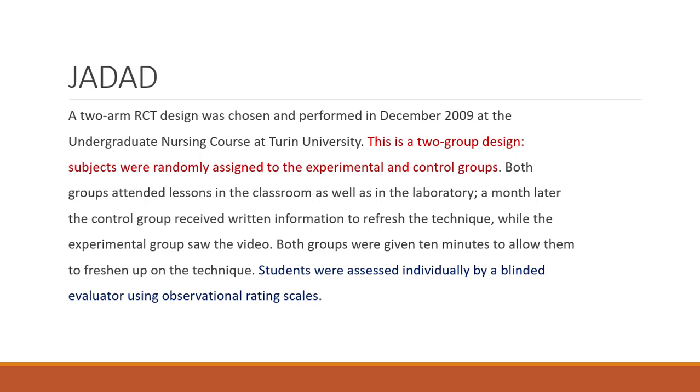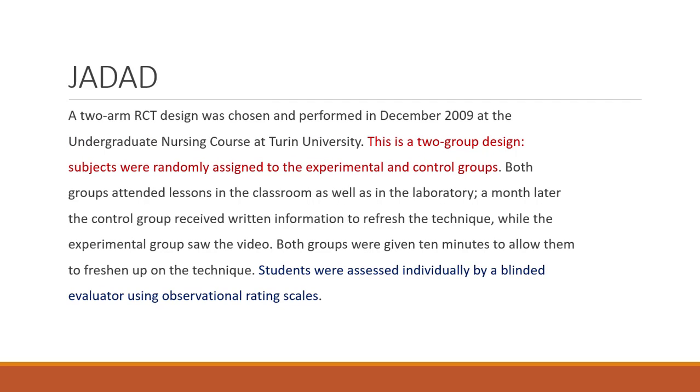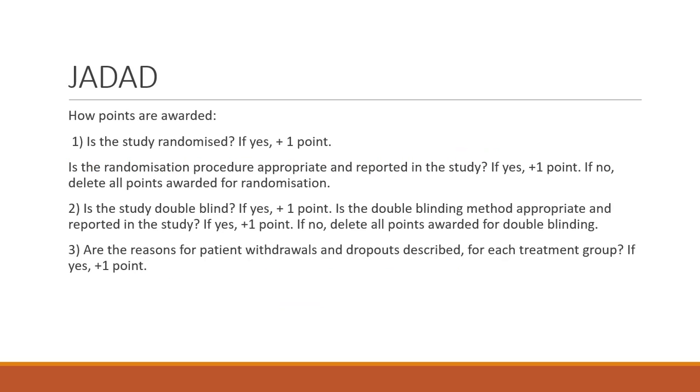So it says they were randomly assigned. How they were assigned, the randomization process says participants were randomized by a computer-generated randomization scheme and the identification number from the randomized allocation schedule. So for question number 1, this article would get 2 points. Question number 2 about blinding. What is highlighted in blue says students were assessed individually by a blinded evaluator using observational rating scales. So going back to the question, is the study double blind? No.